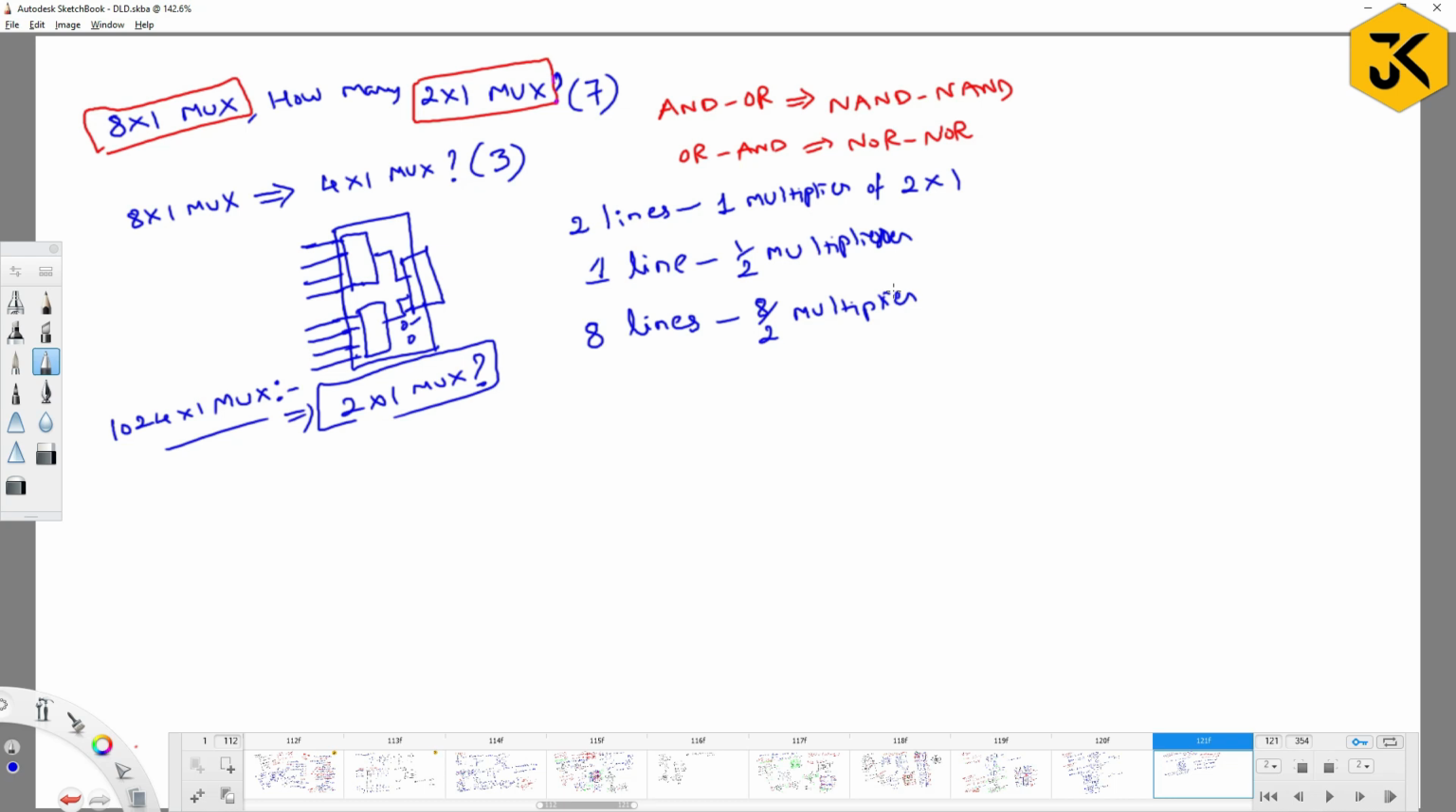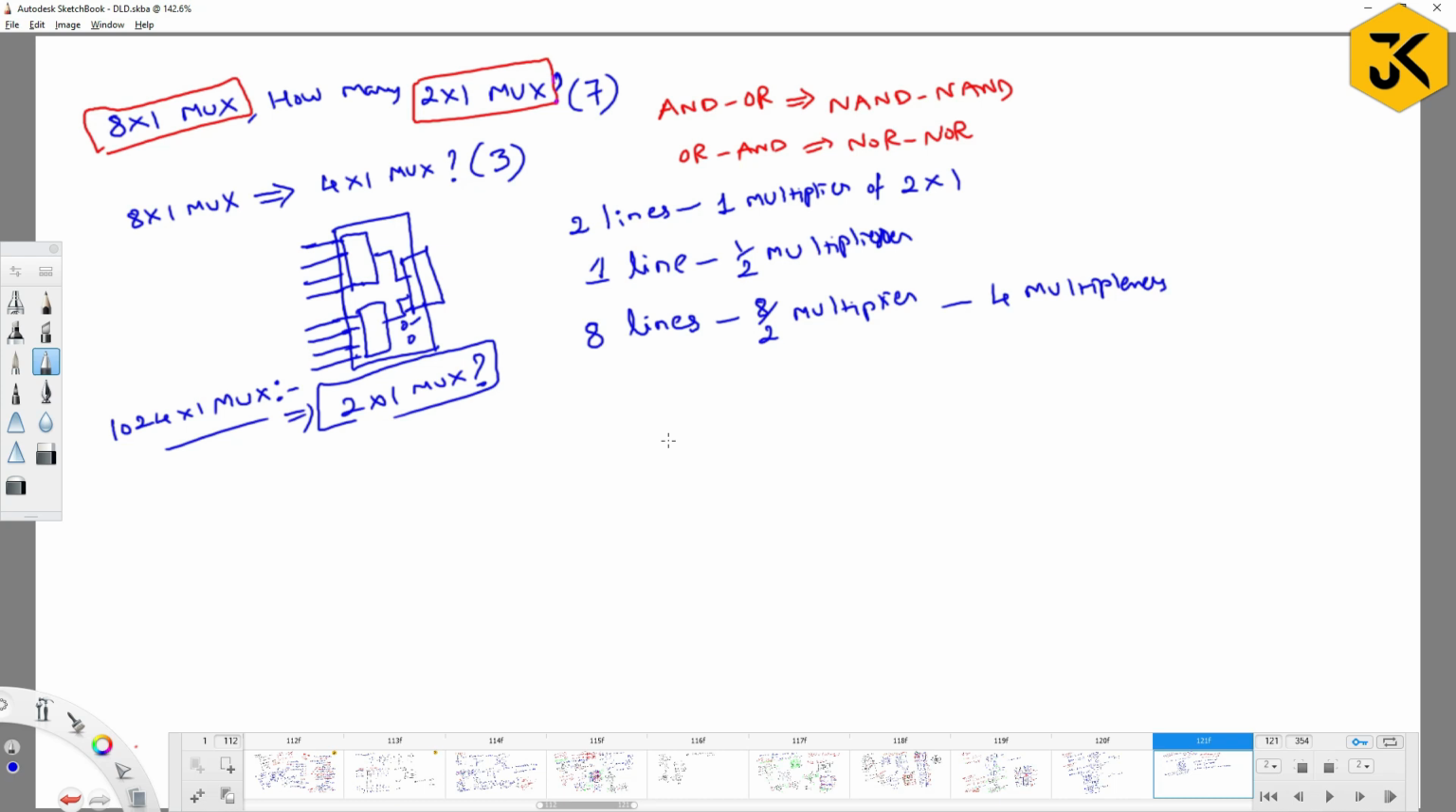Am I right? One line requires half a multiplexer, so 8 lines require... it's basically a simple mathematical question, right? Cross multiplication. So you require 8 by 2 multiplexers, meaning that you require 4 multiplexers here. But if you take 4 multiplexers, again they have 4 outputs.